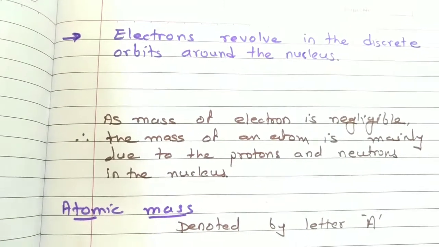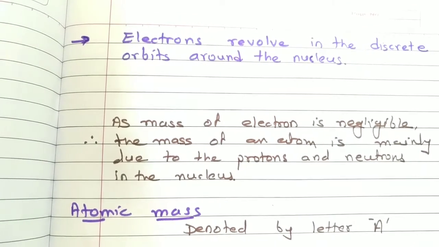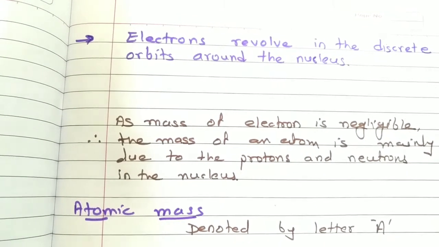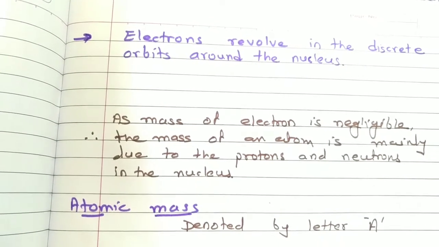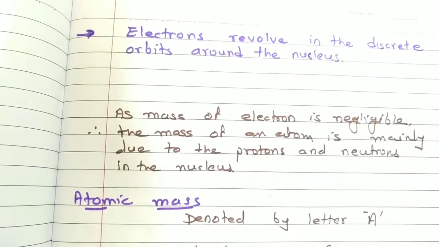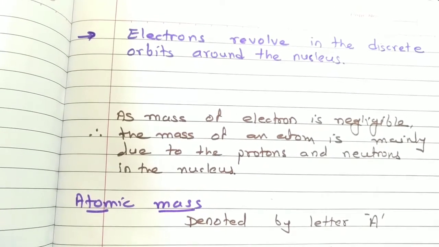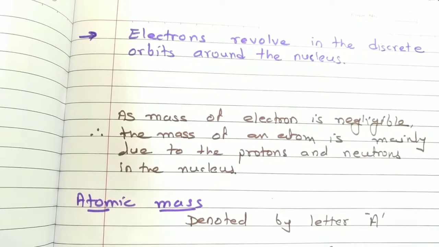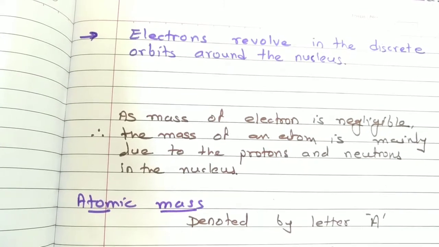Discrete means separate. Now we know that the mass of the electron is 1800 times less than a hydrogen atom, so the mass of the electron is negligible. Therefore, the mass of the atom is mainly due to the protons and neutrons in the nucleus. In short, the mass of the atom lies in the nucleus.